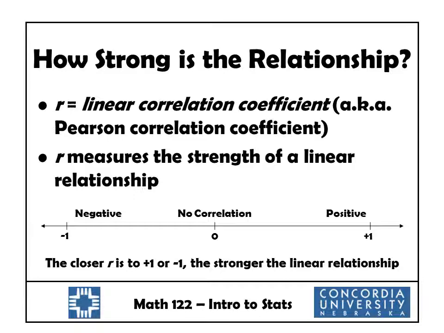If the value is negative, then we say there's a negative linear correlation. If it's positive, then there's a positive linear correlation. If it's close to 0, then we say there's no correlation at all. And the closer R is to +1 or -1, the stronger the linear relationship.